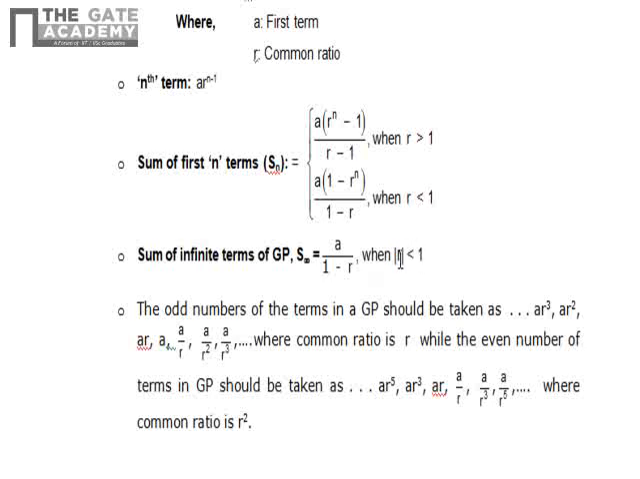We'll see problems based on these formulas, then you'll understand in a much better way. Here also, if you want to assume an odd number of terms in GP, you can take the common ratio as r.